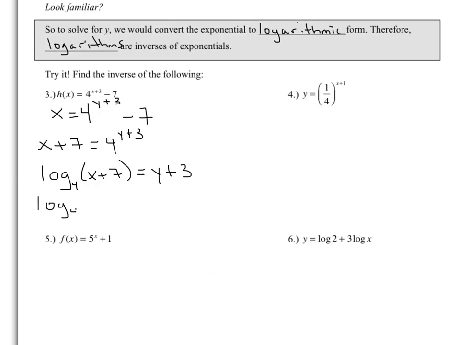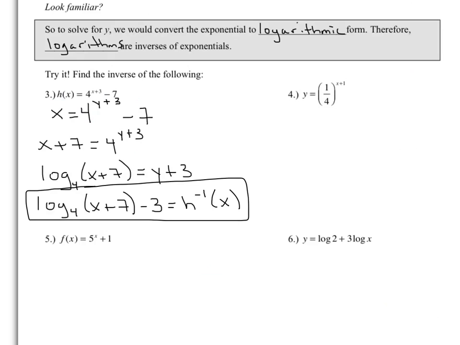So you have log base 4 of x plus 7, and we're going to subtract 3. Now again, that is our inverse, so I'm going to look back up here at the original problem, and our function name is h of x. So when I write my inverse notation, it will be the inverse of h. And that would be your inverse of the original function.